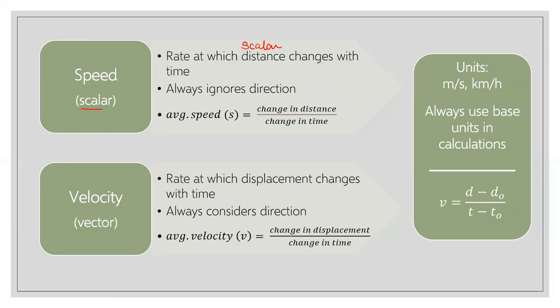So if you're on a trip, or let's say we're just going around a track, and I'm ignoring the fact that I've changed directions multiple times, our average speed is just the total distance of the trip divided by the total amount of time it takes.